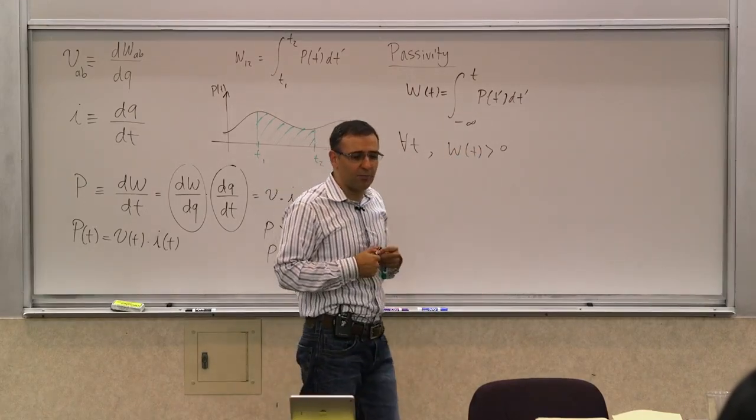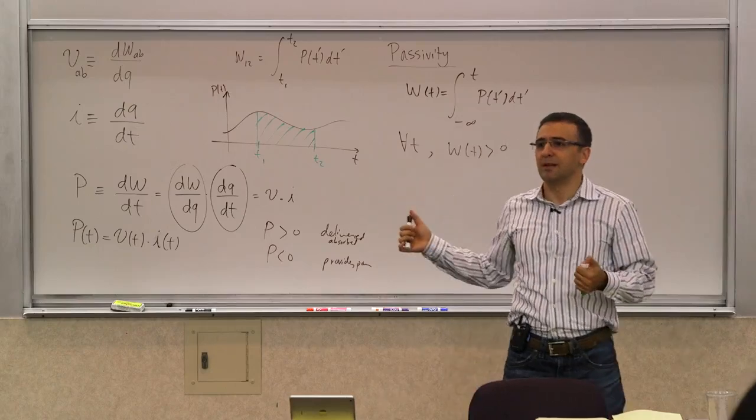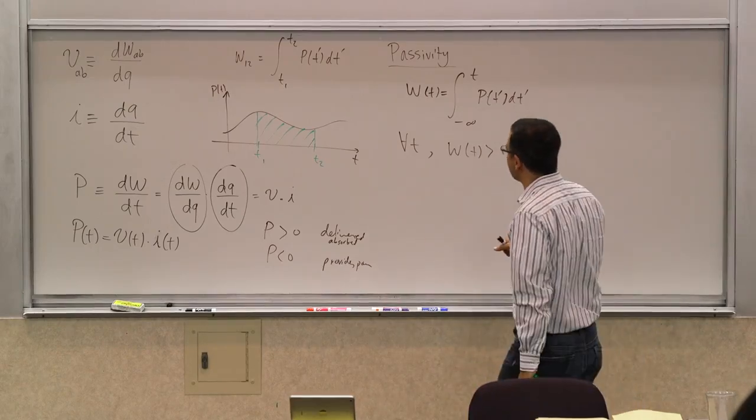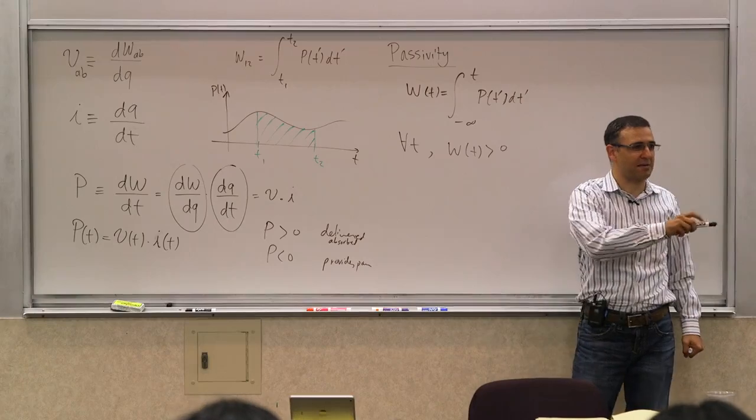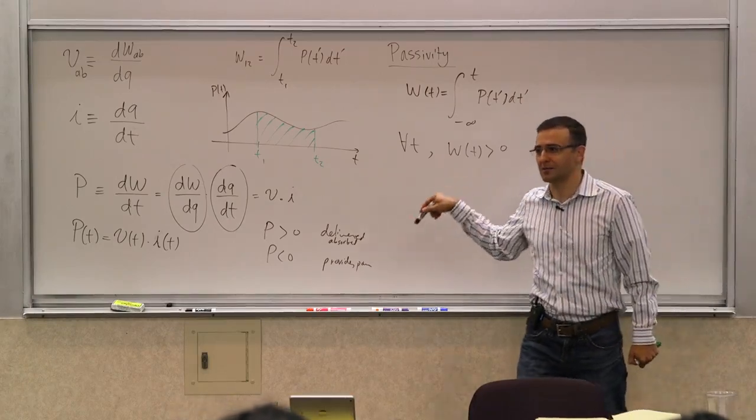And by definition, of course, something is active if there exists at least a single time where this is negative. So I can write it mathematically as: there exists a time, etc., right?